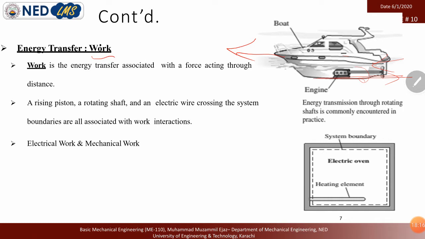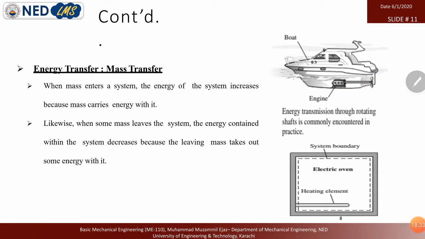And in the second application, we have an electrical oven, in which we are applying work in the form of electricity, and this work converts electricity into the internal energy of the oven, increasing the temperature. So internal energy is directly proportional to the temperature.